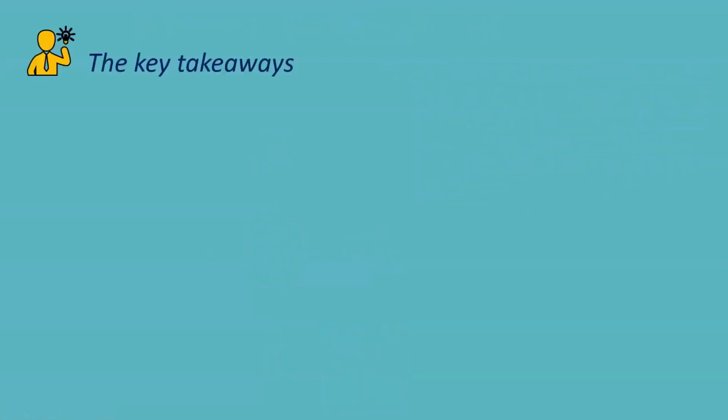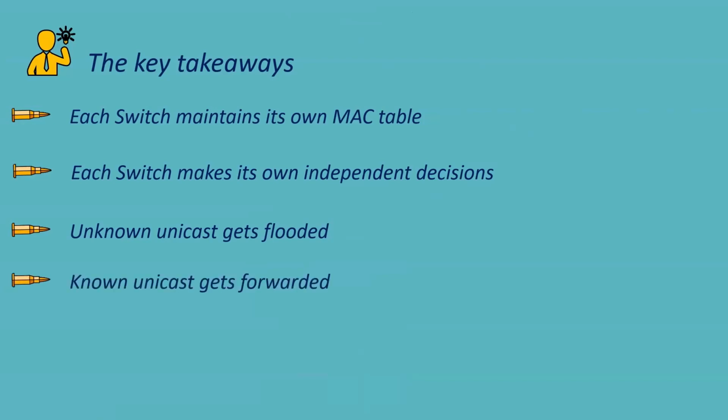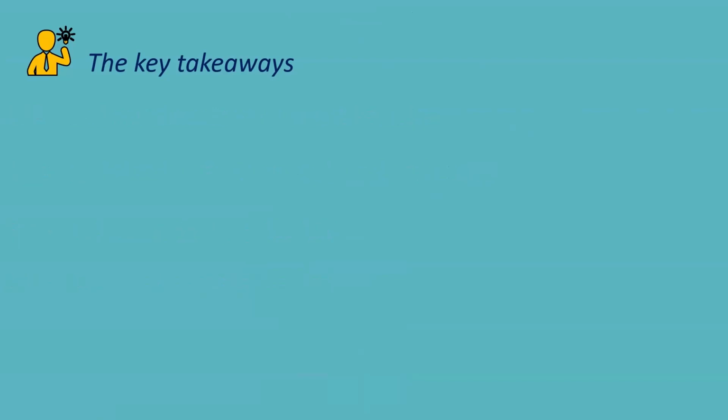The key takeaways. Each switch maintains its own MAC table. Each switch makes its own independent decisions. Unknown unicast gets flooded, and known unicast gets forwarded. Further, a switch will always flood a broadcast frame.